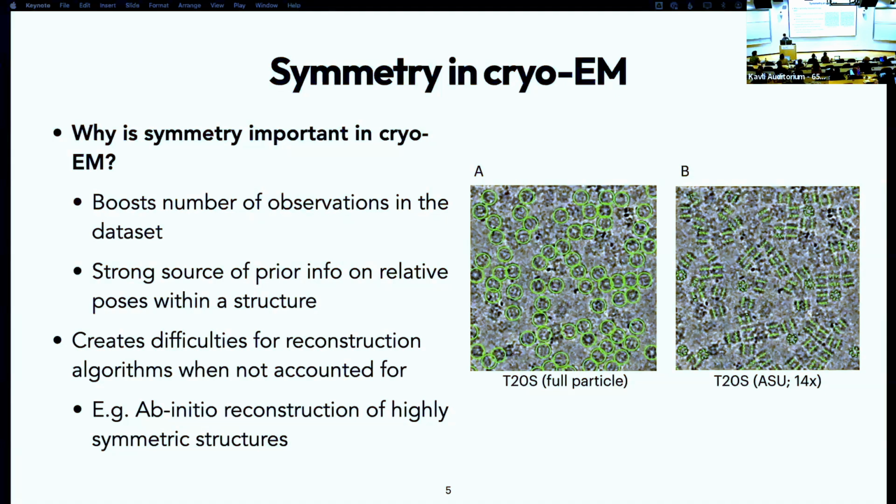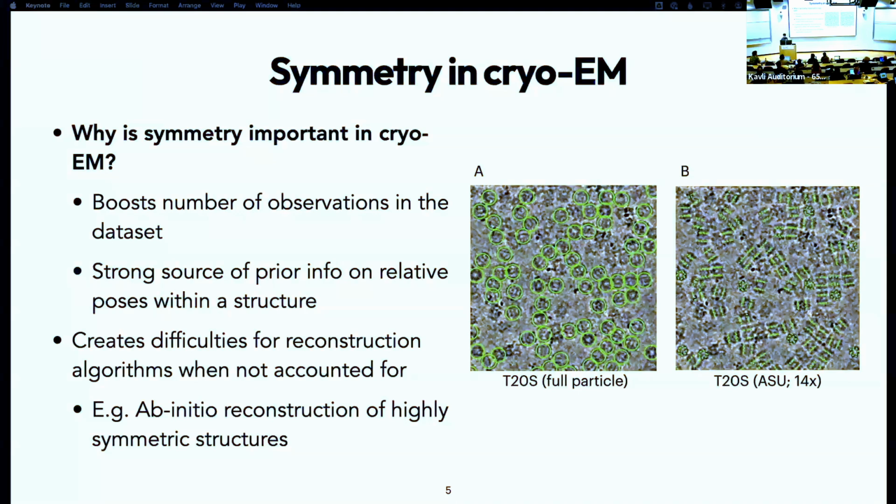Okay, so in figure A here, the full T20S particles are shown in the micrograph, and they're circled with green circles. And then in figure B on the right, there's a green dot over each of those 14 asymmetric units, one for each particle picked in figure A. So 14 times the number of green circles in figure B than in figure A. And of course, taking advantage of these extra projections can give CryoSPARC more data to work with. So it's definitely going to result in an increase in your resolutions.